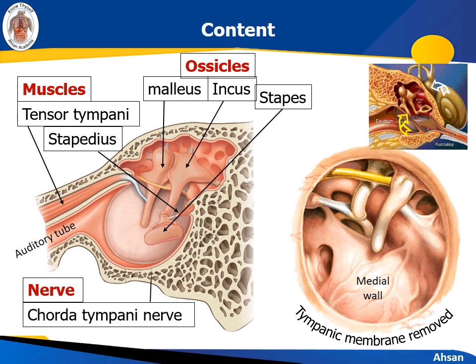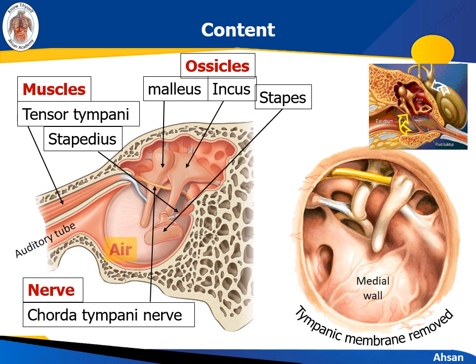One nerve passes through it. This is the chorda tympani nerve. It is just under the mucosa. It travels through the cavity, and you can see it is passing lateral to the incus and medial to the malleus. In between, this is passing. So it is very much exposed to the cavity.